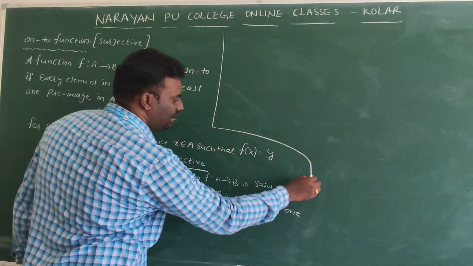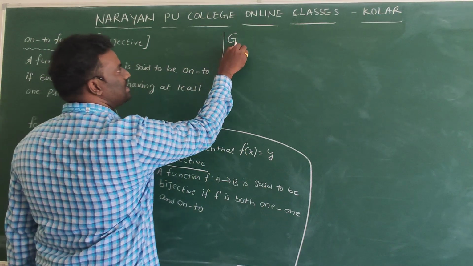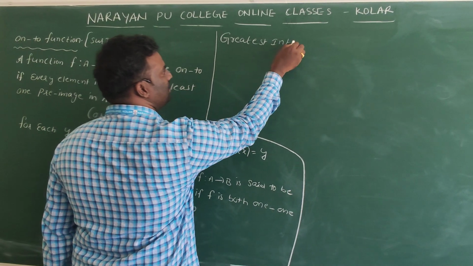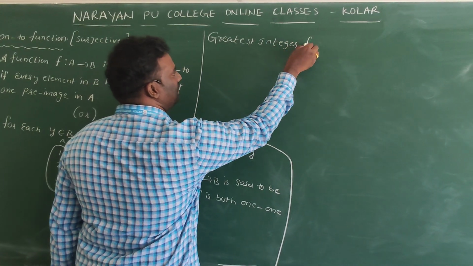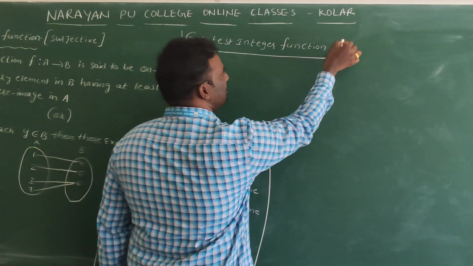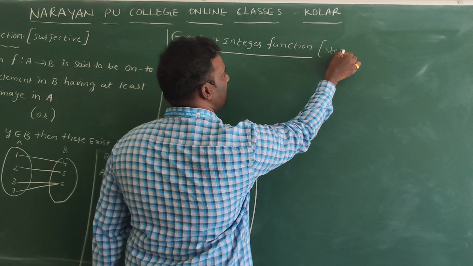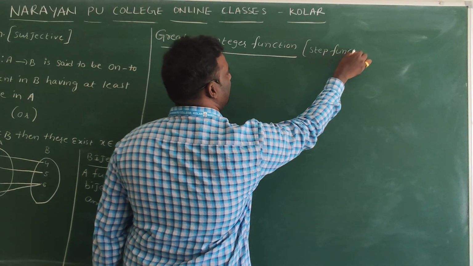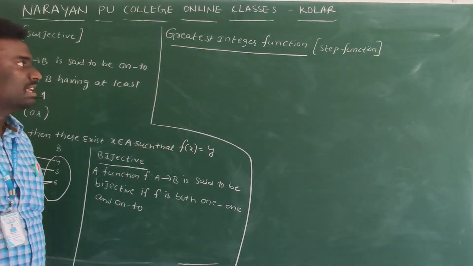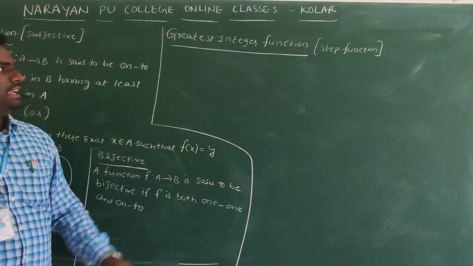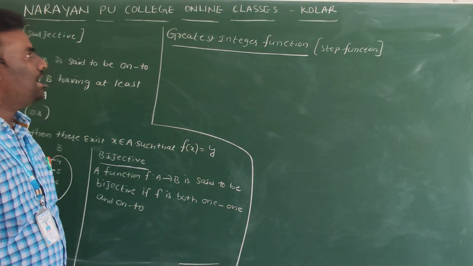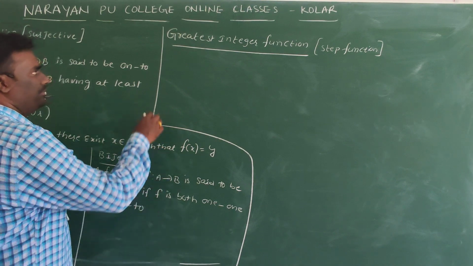Next definition is greatest integer function. Already in first PUC we discussed about this function. It is also called as step function. Why? Because the graph of this function is in steps manner. That's why it is called step function. Okay. What is meant by greatest integer function?